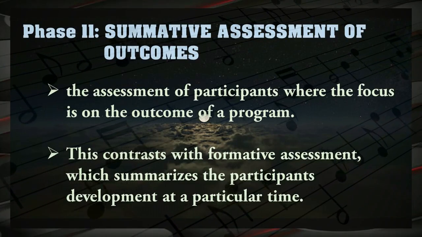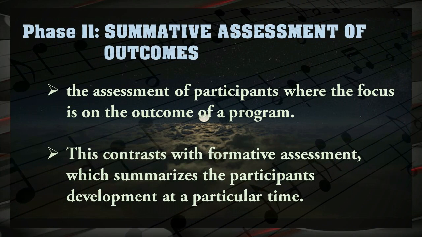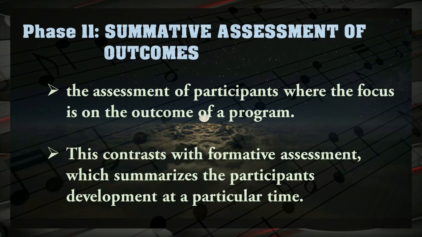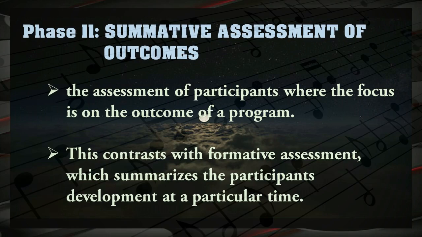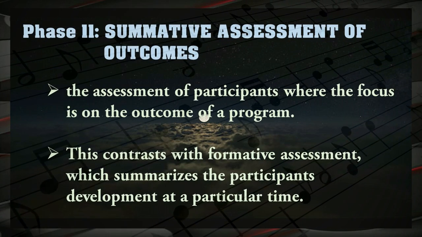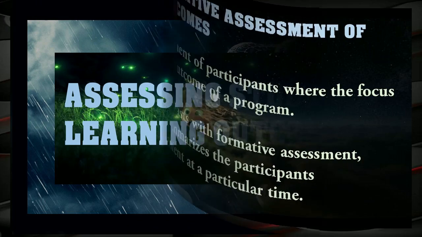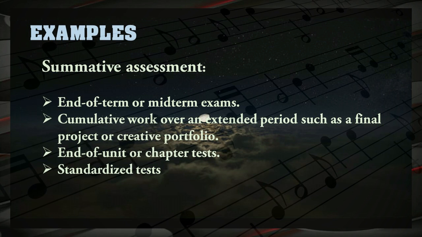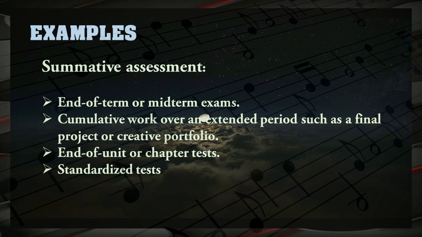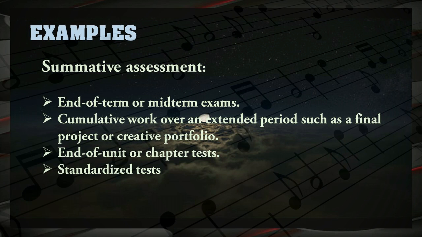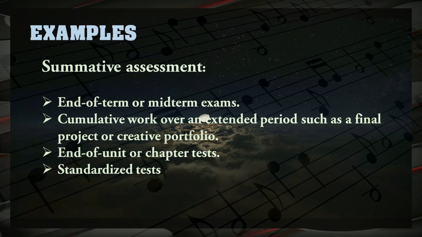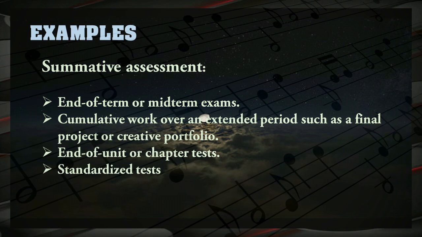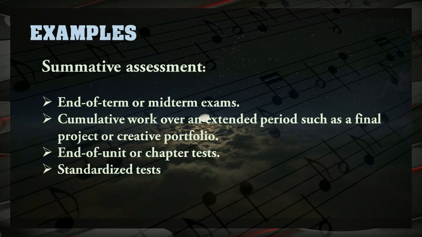Phase number 11, Summative Assessment of Outcomes. This is the assessment of participants where the focus is on the outcome of a program. This contrasts with formative assessment, which summarizes the participants' development at a particular time. Examples: summative assessment, end of term or midterm examinations, cumulative work over an extended period, such as a final project or creative portfolio, end of unit or chapter tests, or standardized tests.